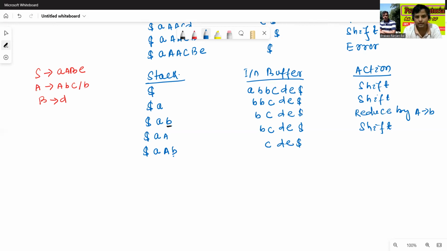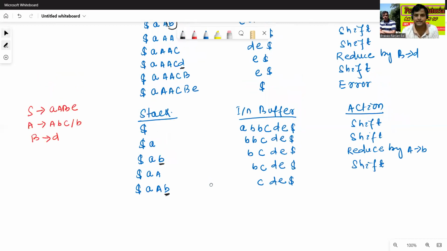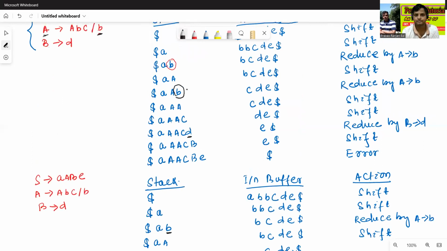Yes. Here a handle is possible, but we don't handle it. We will not handle it here. In the previous case, we had a handle, which means we considered the reduce action. After considering the reduce action, we get the error action.